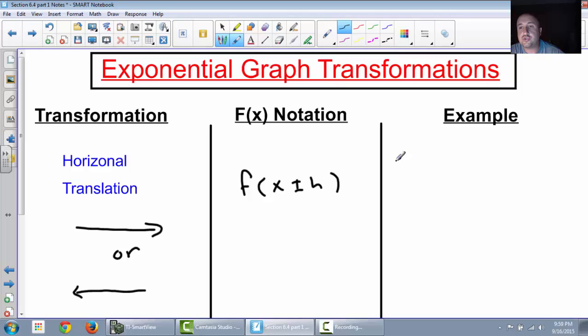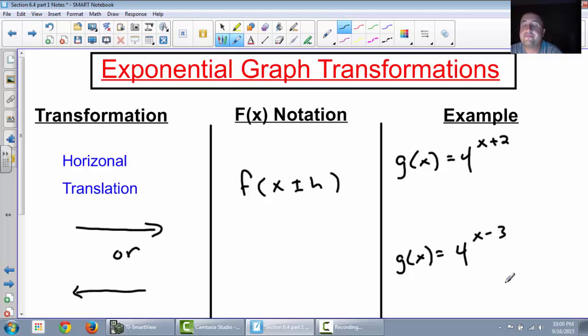All right, so let's look at 2 examples, one of each. Our first example, let's say we have 4 raised to the x plus 2. And let's say our second example was 4 raised to the x minus 3. The plus 2 and the minus 3 are going to move the graph right or left, and we just have to remember which one is which. A positive 2 you would think would move the graph to the right, but really it's going to move the graph to the left 2. So that whole graph is going to shift left 2.